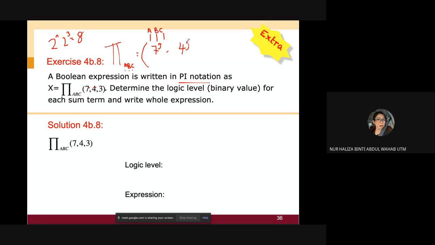Next you have 4. Then what is this? It is 1, 0, 0, isn't it? So this one is A, B, and C. So the output is A 1, B 0, C 0. Another one is 3. From decimal, you convert it into binary, you will get 0, 1, 1. A, B, C.